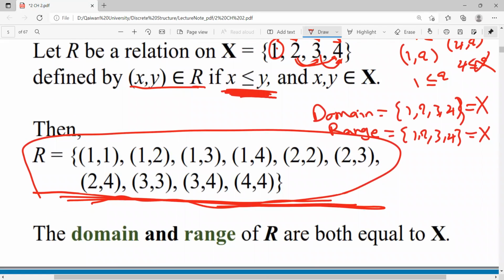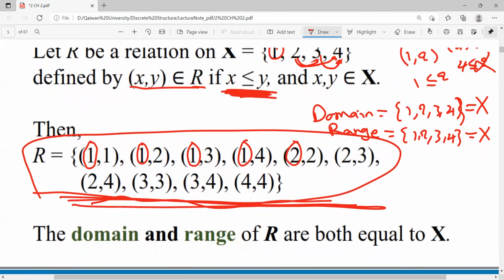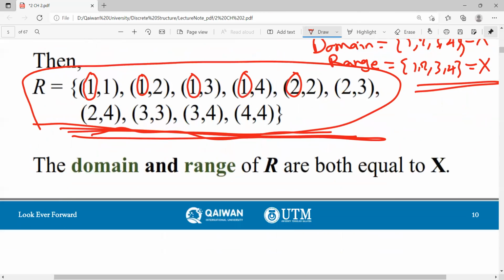With this method, we could find the domain and range by writing down the list of all first members as the domain and the second members as the range, but without repeating. Here we have four 1's, but we just pick 1 once. So both domain and range, as you found here, equal X.